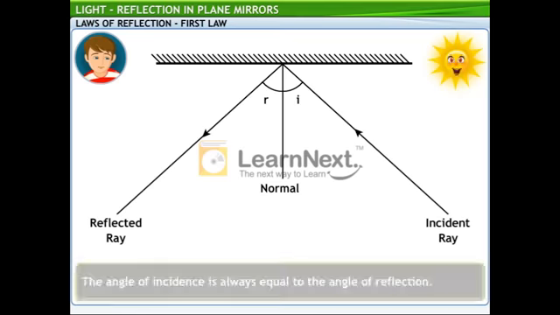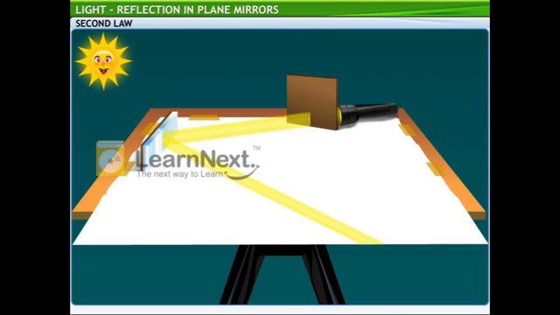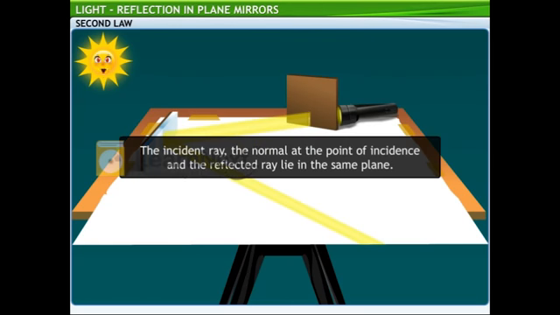Correct. That's because the angle of incidence is always equal to the angle of reflection. Now let's look at the second law, which states the incident ray, the normal at the point of incidence, and the reflected ray lie in the same plane.